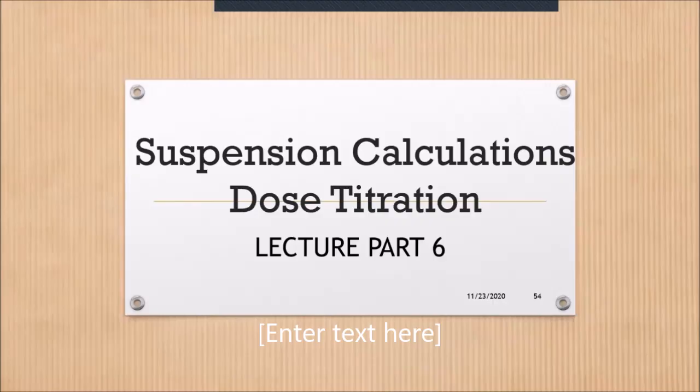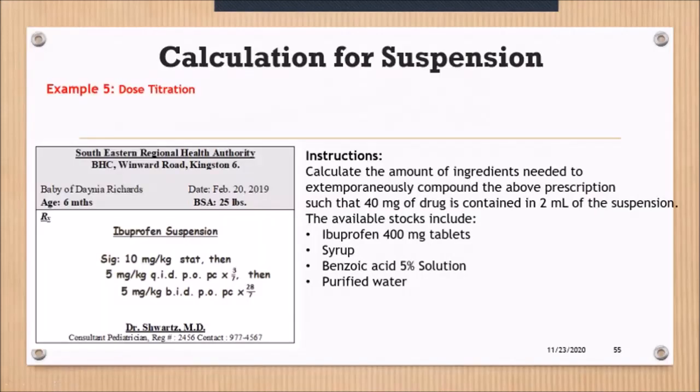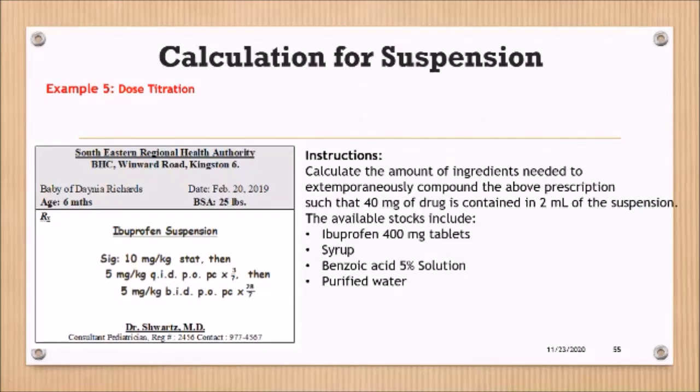Okay, students, we are at the last part of the lecture and we're looking at suspension calculations and we want to explore dose titration. So we have a prescription here. When we are assessing the prescription, of course, we're going to look at the name of the patient. This is a baby of Daniel Richards.